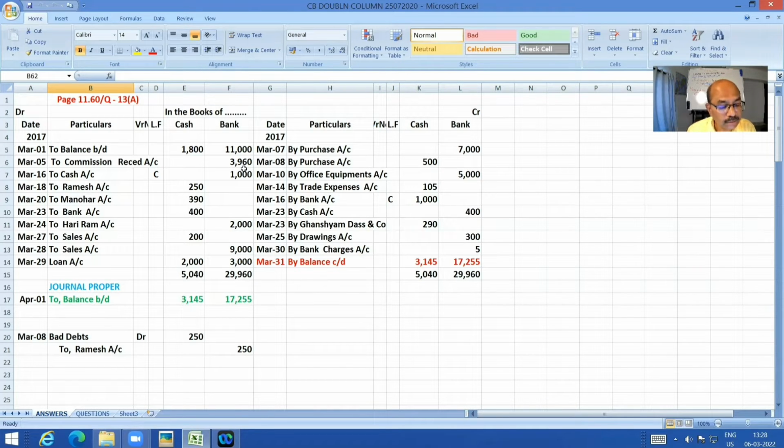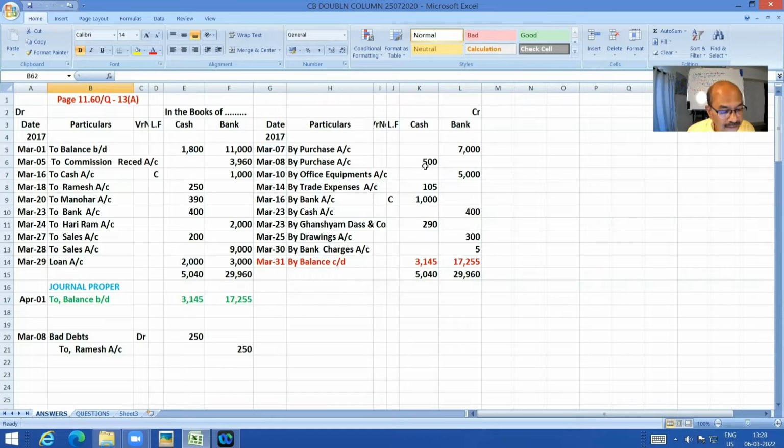Yes, it is nothing but purchase to bank, or bank by purchase, 7,000. Bought goods for cash, rupees 500. So cash by purchase, rupees 500. I'm not wasting much time on all this because so many times in the preceding videos we have explained similar transactions.